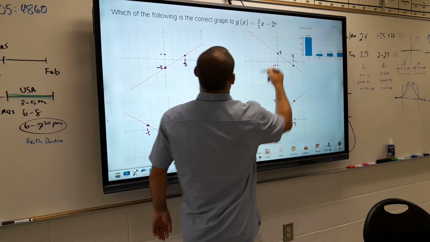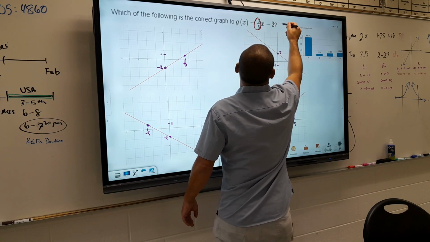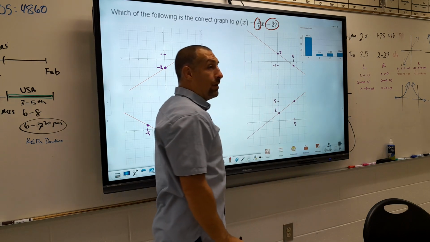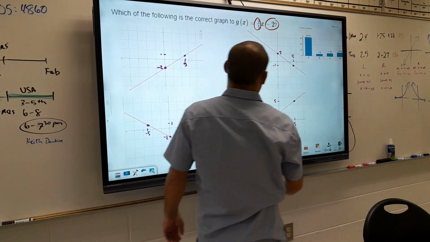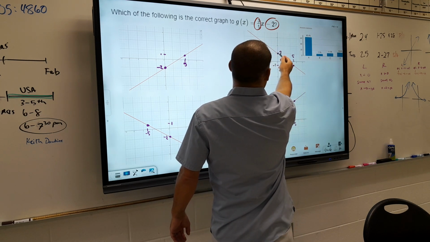The slope here is positive, and the intercept is -2. You need to know what the intercept is. So if the intercept is -2, is that one striking at -2?